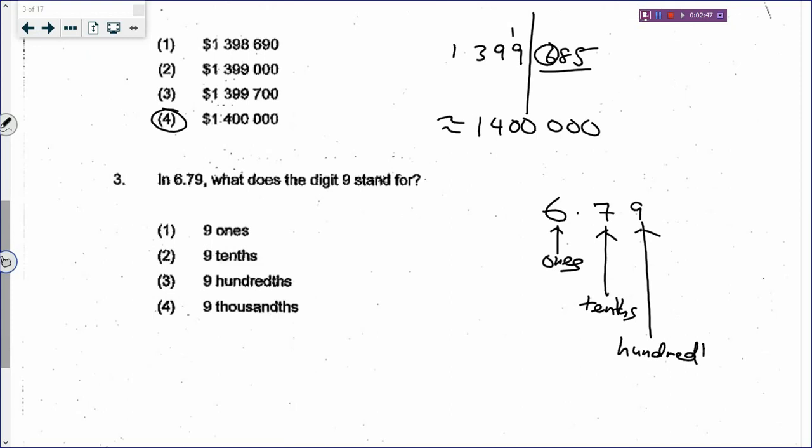So what does the digit 9 stand for? It stands for 9 hundredths. And what is 9 hundredths? It means that it is 0.09. So the digit 9 stands for 0.09, or you can call it 9 hundredths, which is answer number 3. In this question, you are tested on your place values.